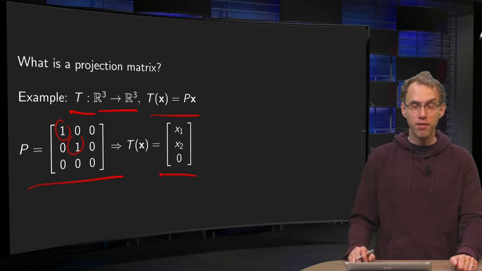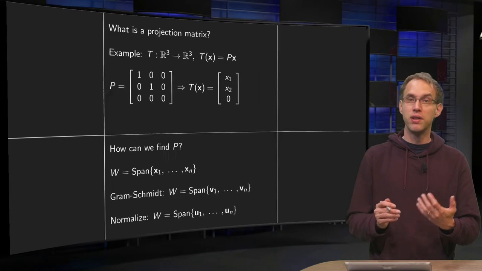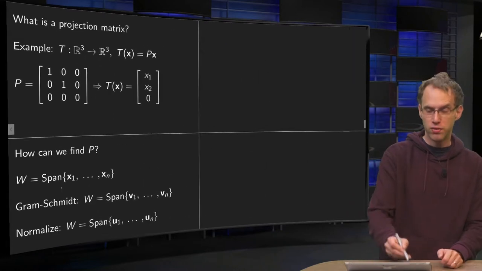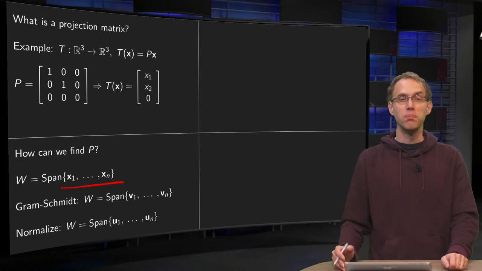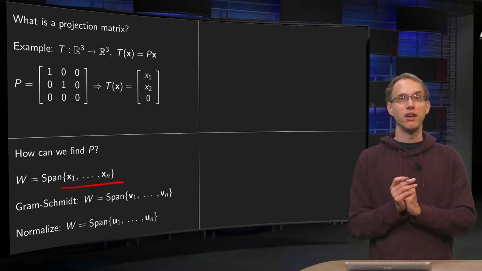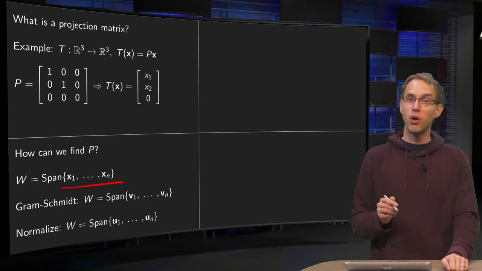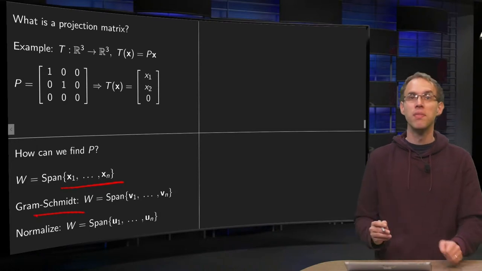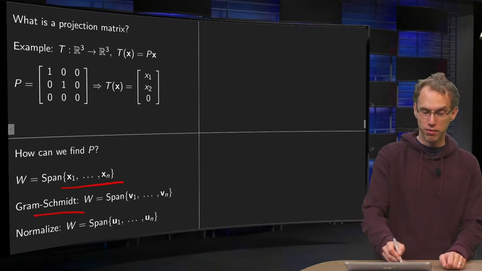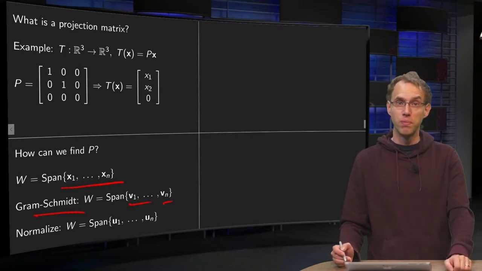But how can we find such a projection matrix in general, if you are given some span of x1 up till xn, where x1 up till xn is some basis? So how can we find P in that case? Well, first of all, we are going to build an orthogonal basis. We know how to do that. We use Gram-Schmidt, and then we find our v1 up till vn, an orthogonal basis for W.